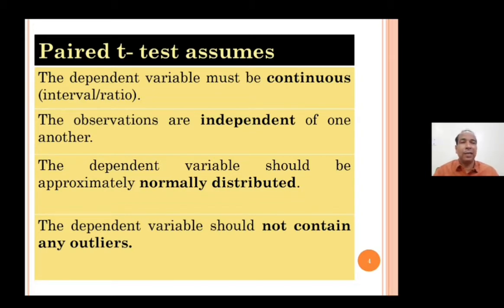Another assumption is that the observations are independent of one another. All the observations should be independent of each other. The third assumption is that the dependent variable should be approximately normally distributed. There should not be any outlier. Those values should be normally distributed, neither too big a value nor too small a value.